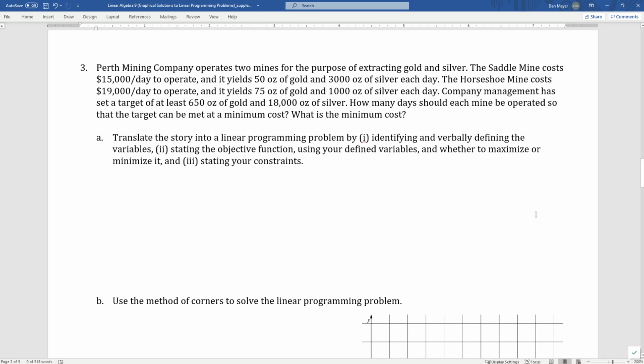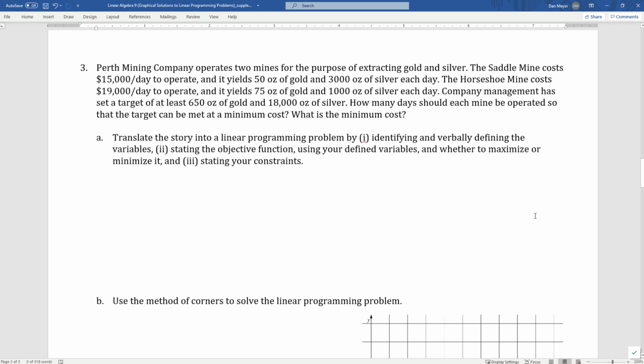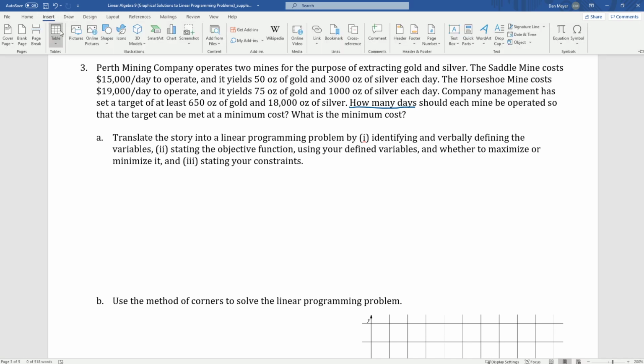So our first job here is to get ourselves a linear programming problem. The first 2 problems that we worked on here in the video were just boring linear programming problems. Here we've got a story, and our first task is to translate that story into a boring linear programming problem. We have to identify and define our variables. So here, our variables are how many days should each mine be operating? So we got 2 different mines, and we got to figure out the number of days for each.